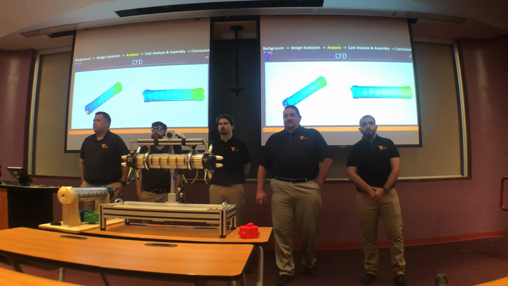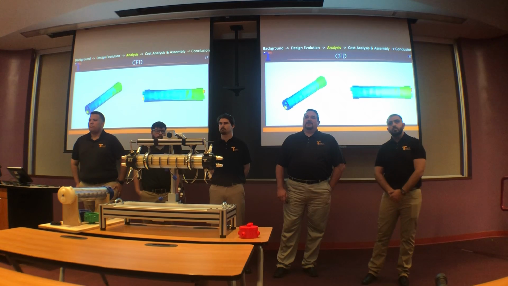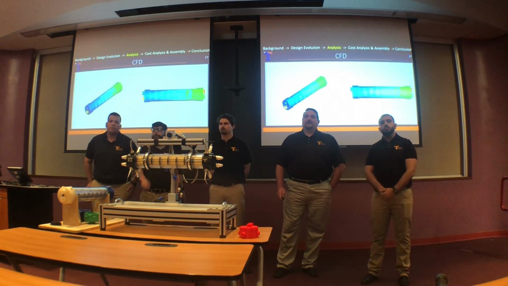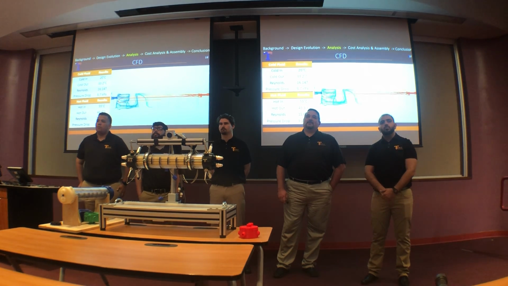And then for our CFD, this is kind of a color map of what's going inside the heat exchanger as the hot fluid comes in and exits out the other. And then we have a short video showing kind of what happens in the heat exchanger.